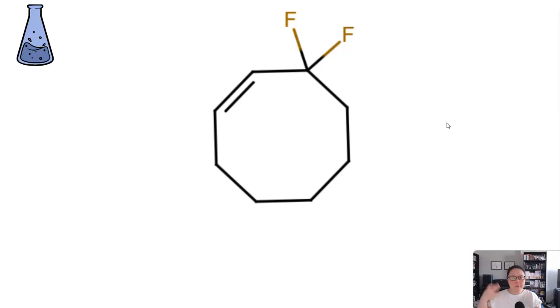So here is a compound. Pause the video and try to name it. So here we go. The basics of it are fairly simple. We have 2 fluoro groups. It's cyclic, and there are 8 carbons in it. We also have a double bond, so that's also a cycloalkene.